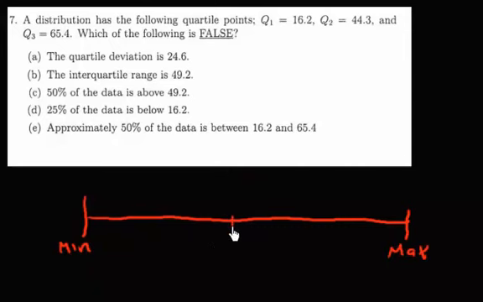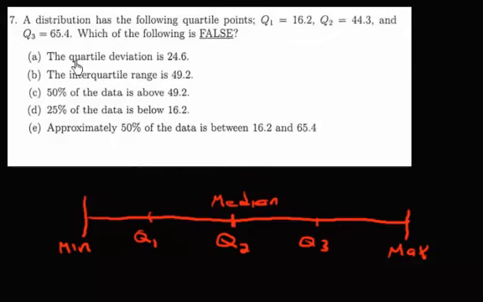Now in the middle, that's our median. Our median is also Q2. When you take the median of the lower half, that's Q1, and when you take the median of the top half, that's Q3.